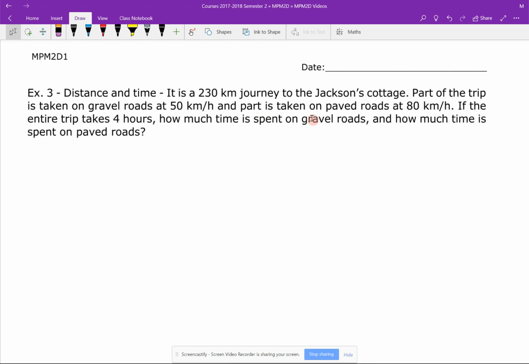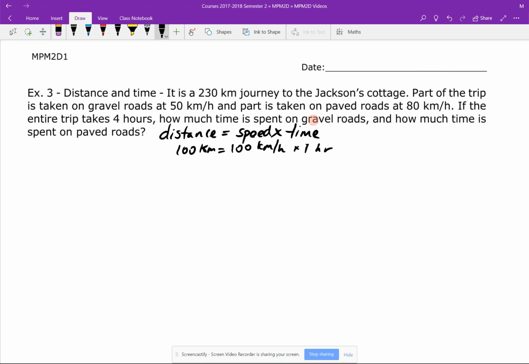Okay, so we need to remember again the relationship between distance, speed and time. Distance equals your speed times the amount of time you travel at that speed. So if you traveled at 100 kilometers per hour for 1 hour, then your distance would be 100 kilometers. I'll write that example: 100 kilometers per hour times 1 hour, your distance would be 100 kilometers. Make sense?